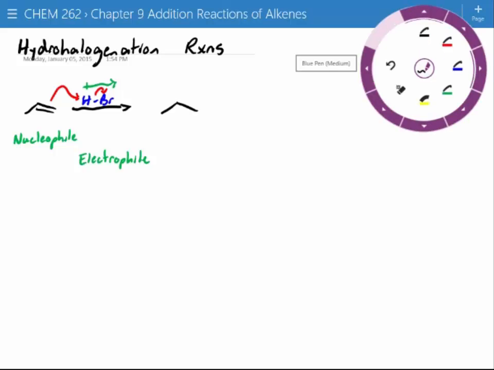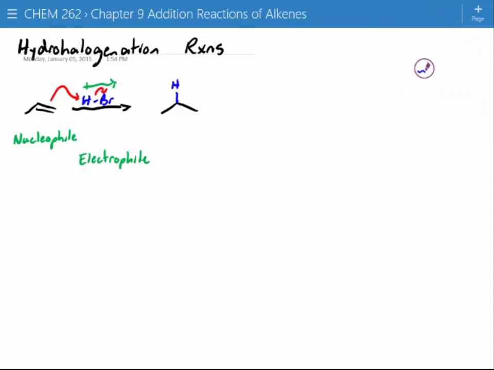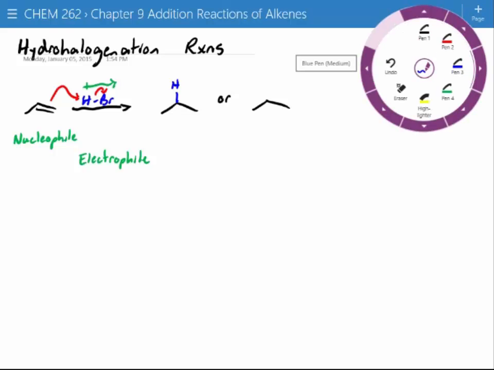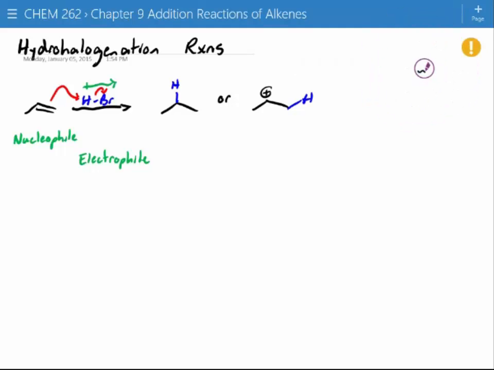We could have the hydrogen add here, or we can have the hydrogen add over there, right? So we could have it add to either side of that double bond. Which one do you think is more likely, the left carbocation or the right carbocation? So I hear some people saying left, I hear some people saying right. Which is the more stable carbocation?